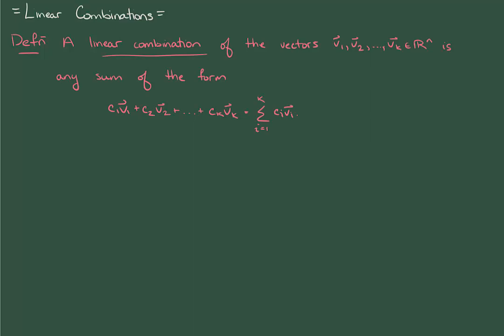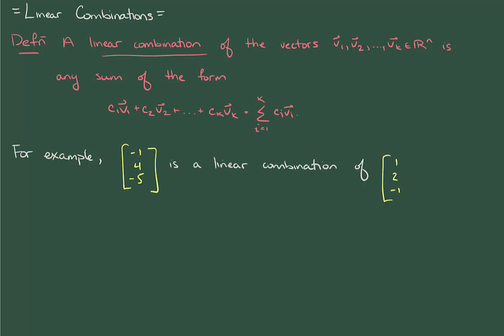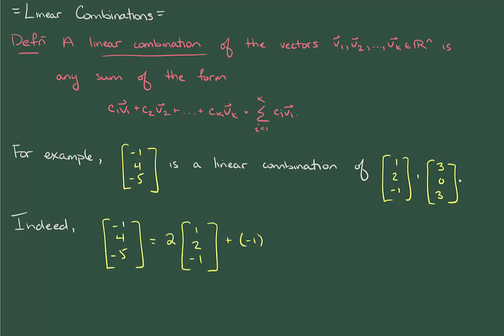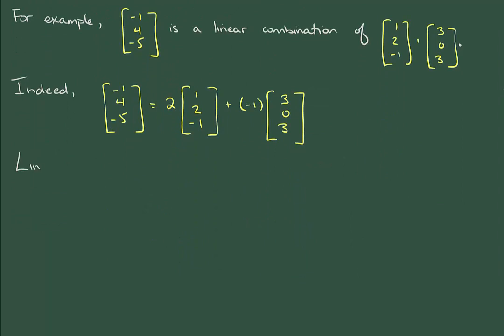Let's make this a little bit more concrete by looking at an example in R3. So for example, the vector -1, 4, -5 is a linear combination of the following two vectors. Now, I don't expect you to be able to see this directly, but we can verify it if I give you the scalars. In this case, we'll take 2 times the first vector and -1 times the second vector. And you can add these up on your own and verify that you do indeed get the vector on the left. Now, the reason that we're discussing linear combinations is that linear systems can be written as linear combination problems.